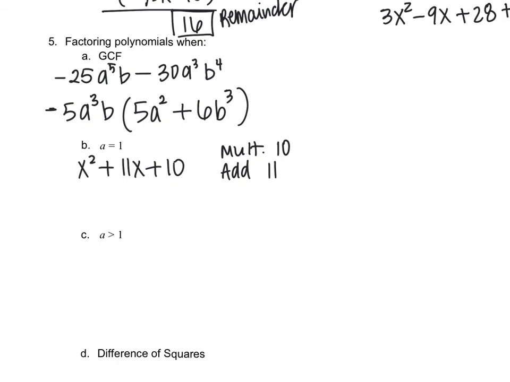So if I start thinking of numbers that multiply to 10, I first think of 5 and 2. But 5 and 2 don't add to 11, they add to 7. The only other way to multiply to 10 is 10 and 1, and 10 plus 1 is 11, so it factors as x plus 10, x plus 1.